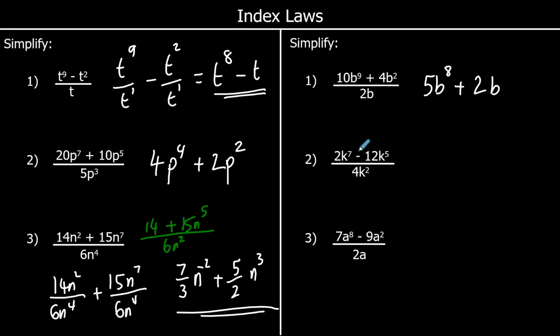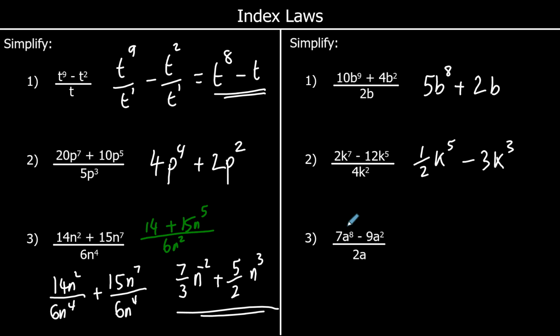We've got 2k to the power of 7 over k squared. 2 over 4, I'm going to write as a half. And k to the power of 7 over k squared. Divide indices, we take away the powers. And we've got a minus 12 over 4 is 3. k to the power of 5 divided by k squared is k cubed.